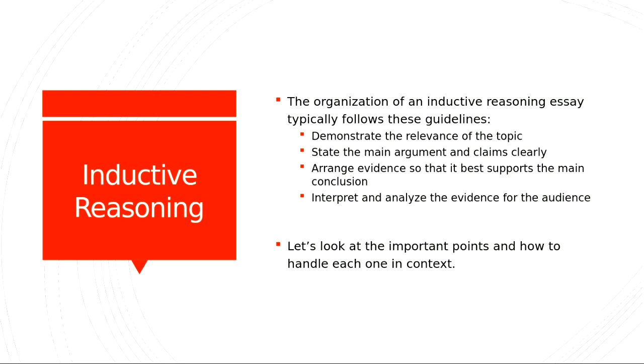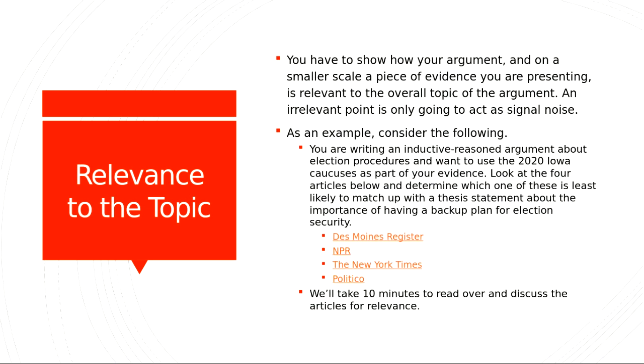All right, so let's look at the important points of how to handle each one in context. Okay, so relevance to the topic. You have to show how your argument, and on a smaller scale, a piece of your evidence you are presenting is relevant to the overall topic of the argument. An irrelevant point is only going to act as signal noise, so you want to make sure that all of the research materials that you're using are going to be things that apply to the argument, or they're things that are going to be effective in terms of how they're used.